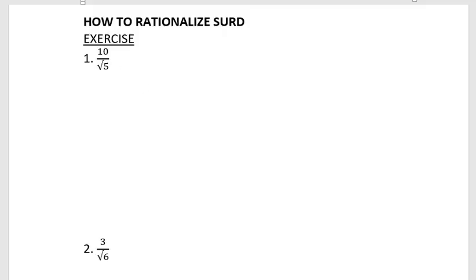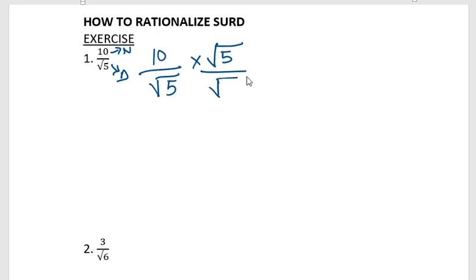Rationalization of surd. We'll have an exercise and it says 10 over surd 5. In surd, we rationalize when the denominator in a fraction is a surd. Here we'll have 10 as the numerator and surd 5 as the denominator. So because the denominator is a surd, we'll have to rationalize. And what does rationalizing or rationalization simply imply? Simply implies multiplying both the numerator by the surd and the denominator by the same surd.